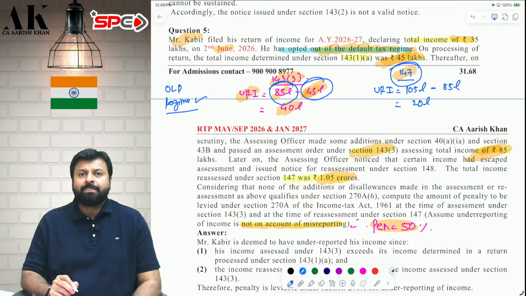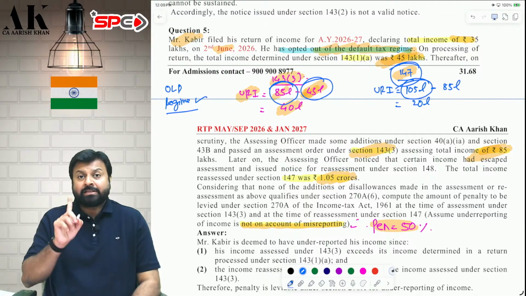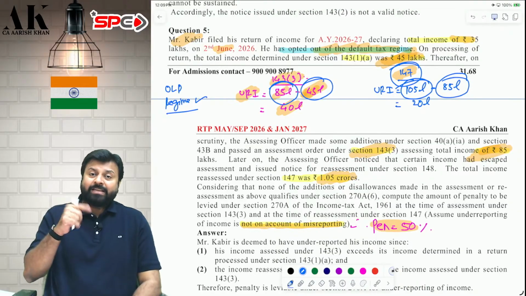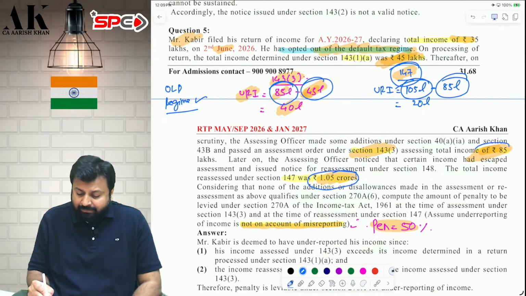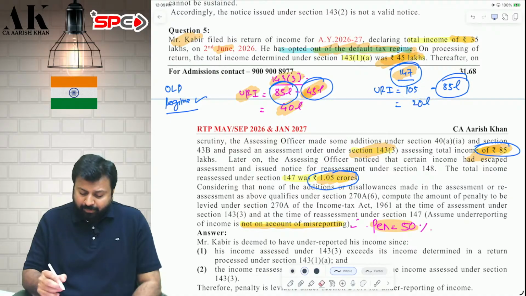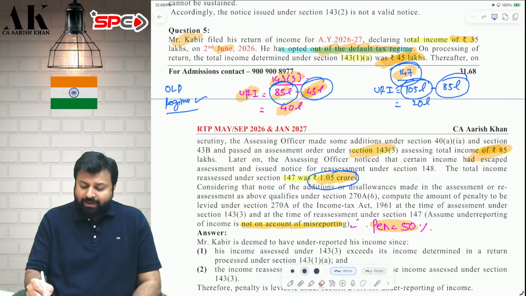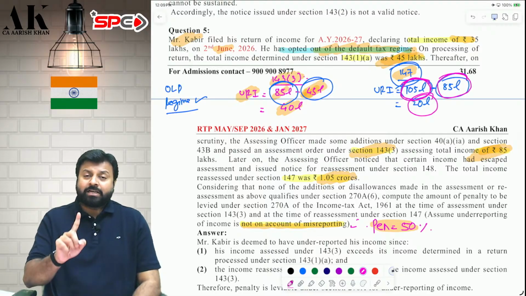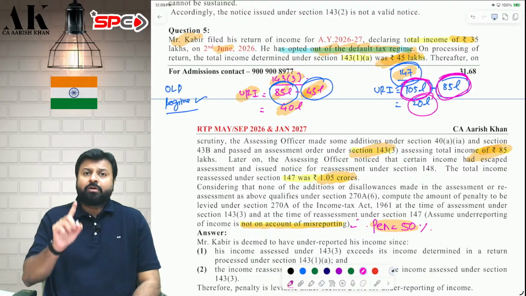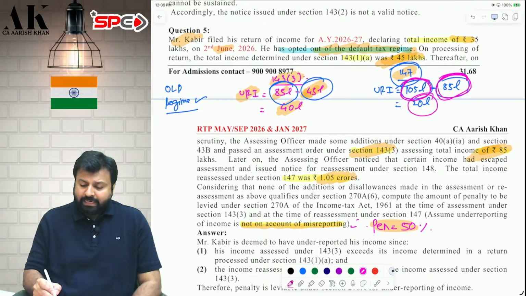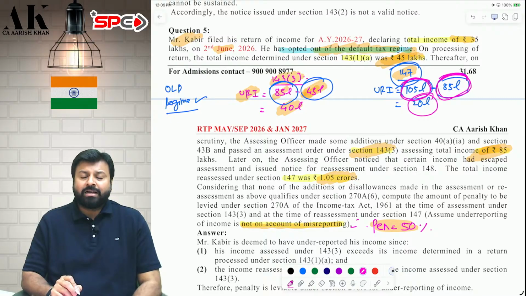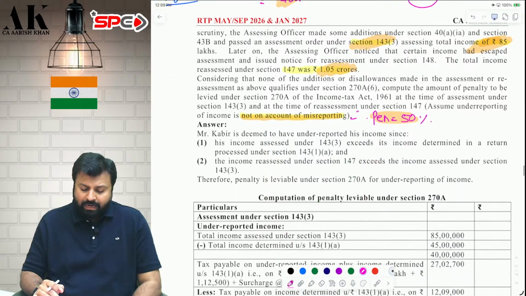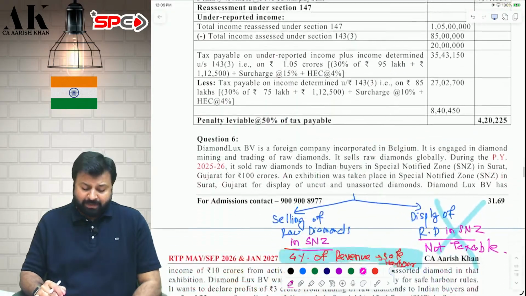Similarly, underreported income at the time of 147. Income reassessed 105 lakhs. Income previously assessed 85 lakhs. Check please. Reassessed 105 lakhs, previously assessed 85 lakhs. Therefore, underreported income is 20 lakhs. Now, how will I compute tax on this? Will I compute tax directly on 20 lakhs? No, no, no. That is the catch. First, you will compute tax on 105 lakhs, then tax on 85 lakhs. Tax on 105 lakhs, when you compute, you will apply surcharge of 15%. Tax on 85 lakhs, when you compute, you will apply surcharge at 10%. And then you will compute the tax. On that, you will apply cess. I hope it is clear to all of you. And then you will apply 50% penalty.